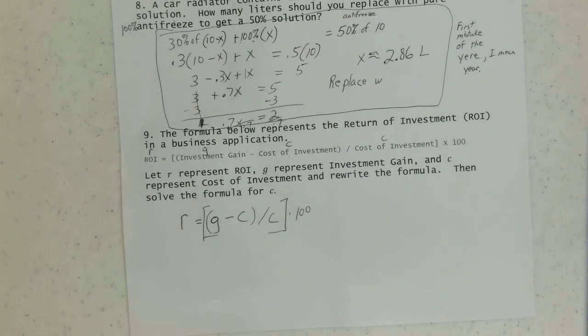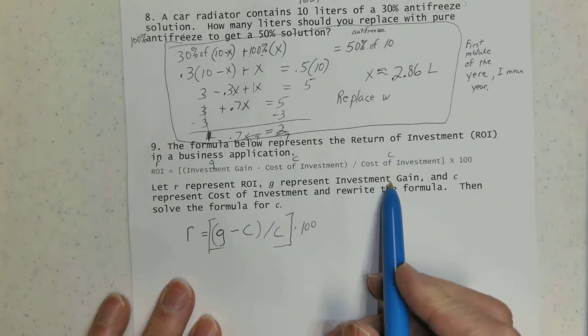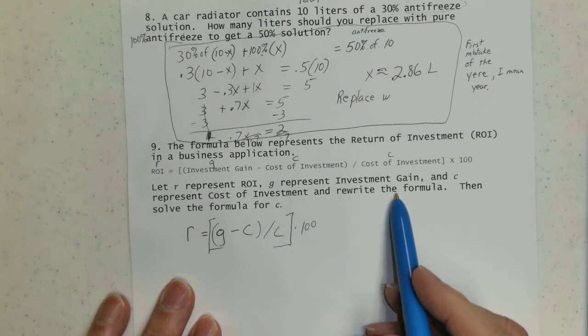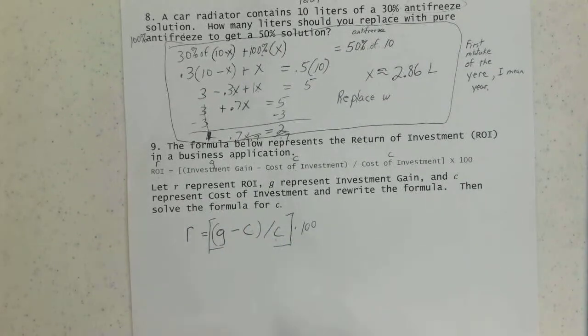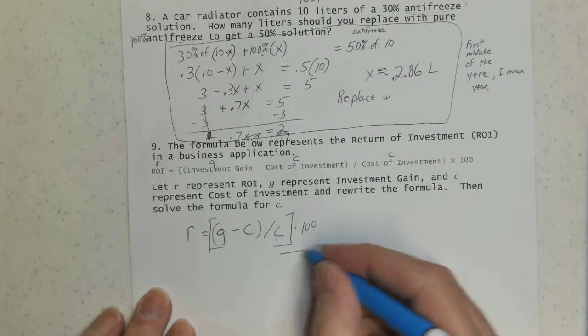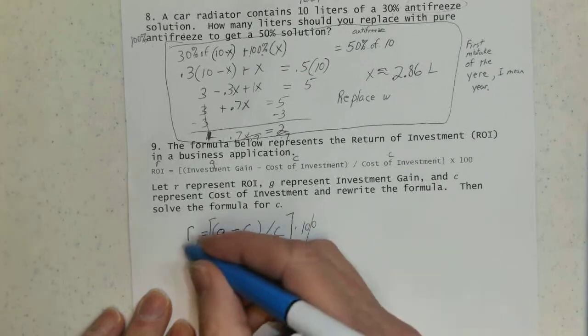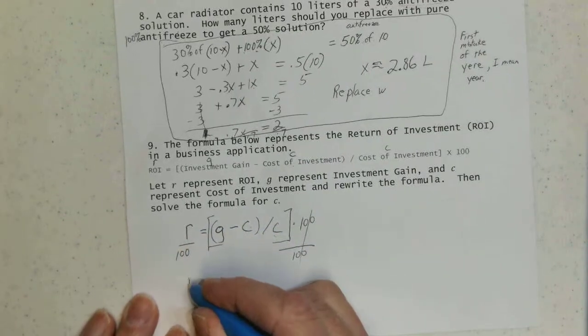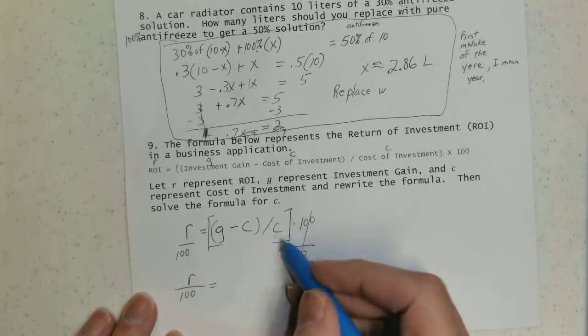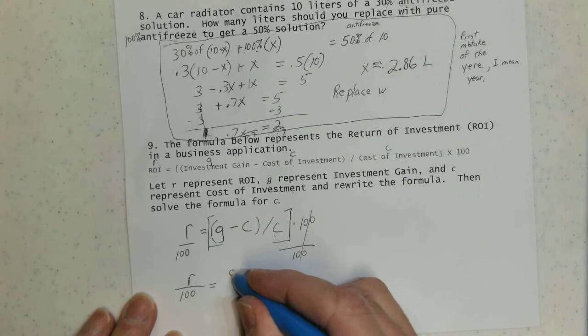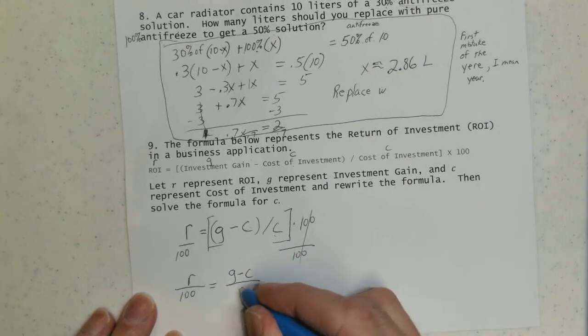All right. And we're going to rewrite the formula. Then solve the formula for C. Now we got C in 2 places here. Let's see what we do here. I'm going to divide by 100. I'll get rid of this first. Anything that's over here, where the C's are, I'm going to try to get rid of. I'll write this as G minus C over C.